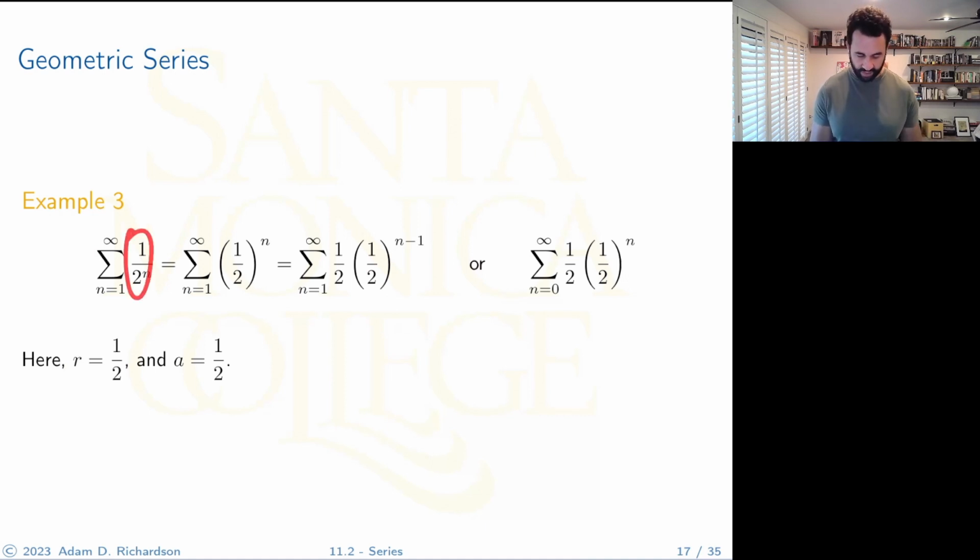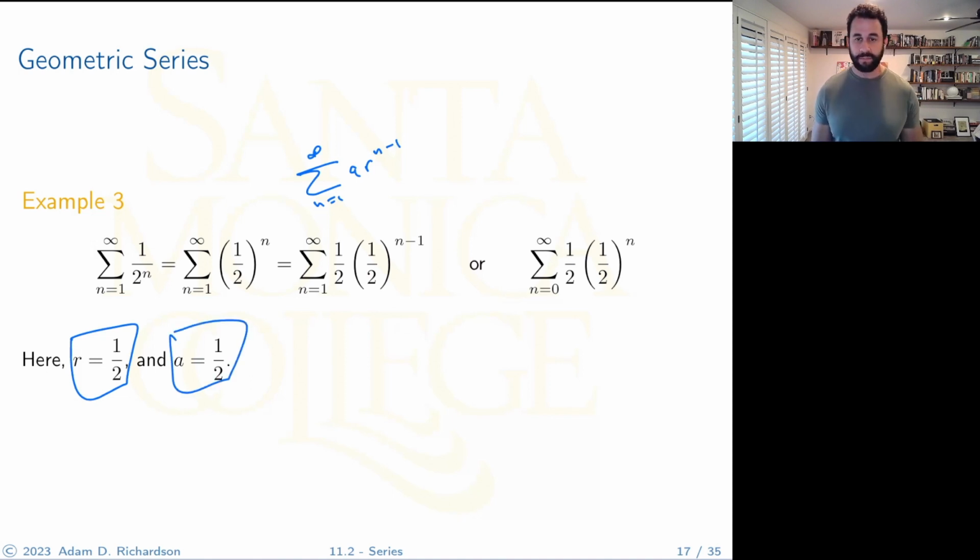So I can rewrite 1 over 2 to the n as (1/2) to the n. I can factor out a 1/2 and write this, and then this is exactly the form of a geometric series: a times r to the n minus 1, n equals 1 to infinity. So here r is equal to 1/2, and a is equal to 1/2.